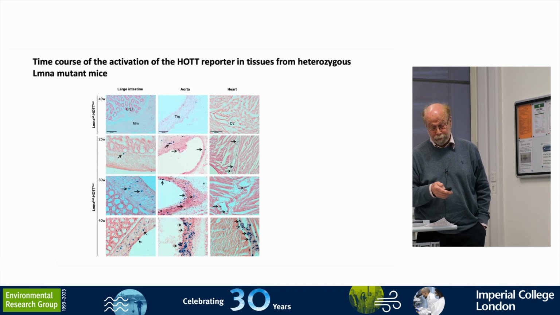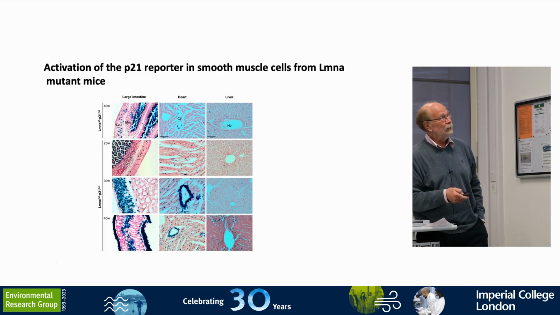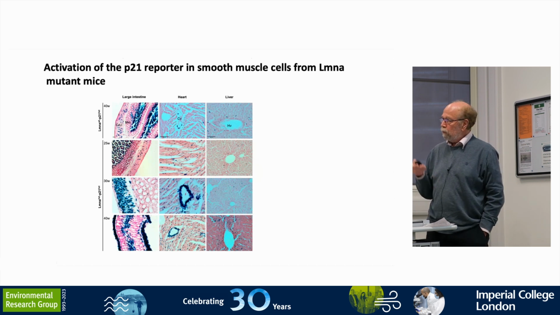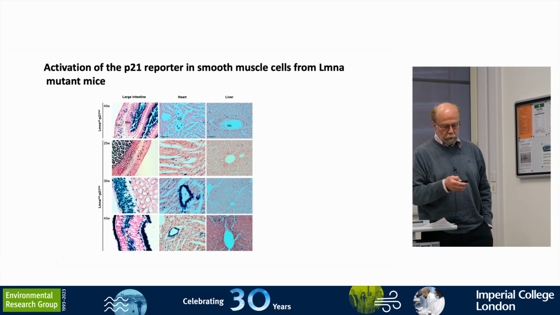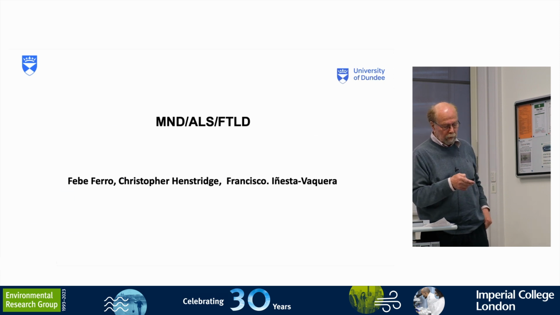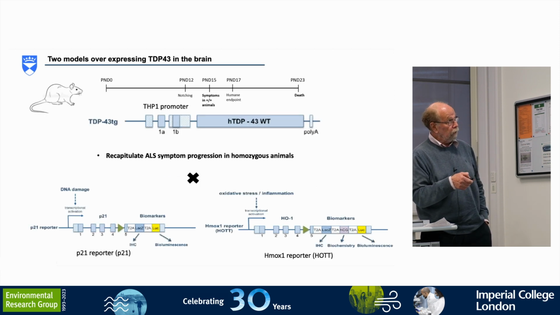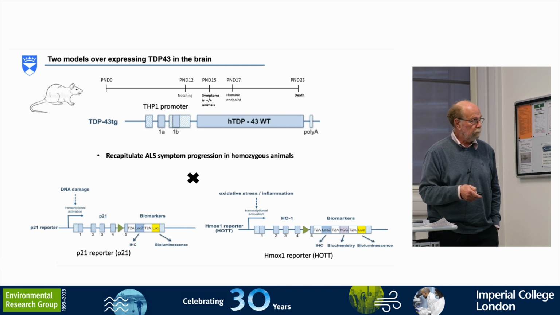And I'm rushing through this a bit, but I wanted to get to the brain at the end of my talk. So the other study that we've been doing has been looking at motor neuron disease, and we've crossed the reporter mice into models of motor neuron disease. The mouse model is generated by overexpressing the protein TDP43, which is associated with MND in people. And we crossed that mouse into an oxidative stress model and a DNA damage model.